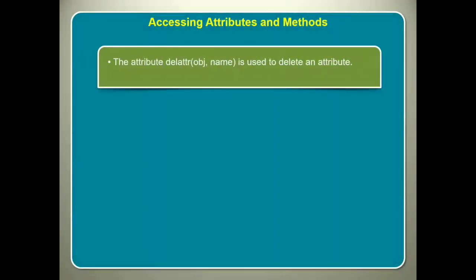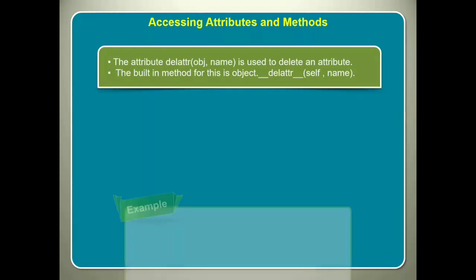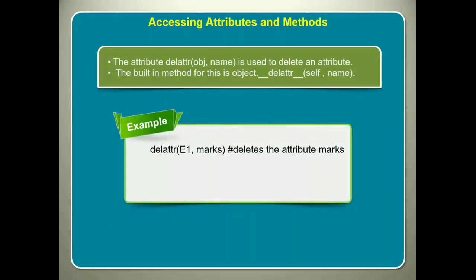The delattr function is used to delete an attribute. The built-in method for this will be as shown. Take a look at an example shown on the screen. The code shown on the screen deletes the attribute marks. The built-in method for the same will be as follows.